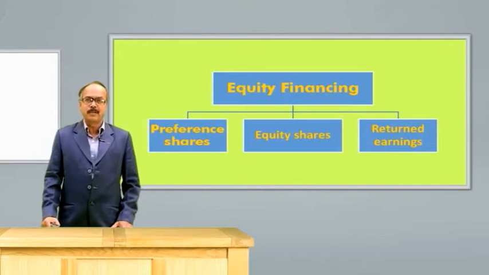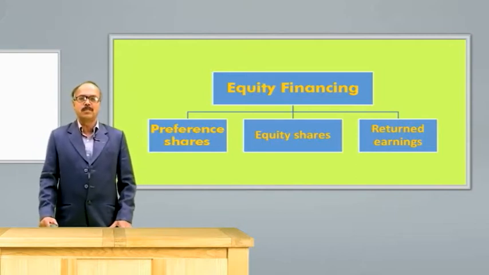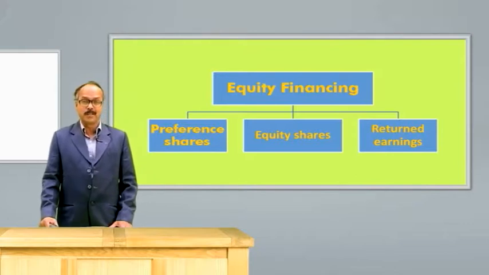Now, what are preference shares? Preference shares offer their owners preferences over ordinary shareholders. There are 2 major differences between ordinary and preference shares. 1, preference shareholders are often entitled to a fixed dividend even when ordinary shareholders are not, and 2, preference shareholders do not normally vote at a general meeting.